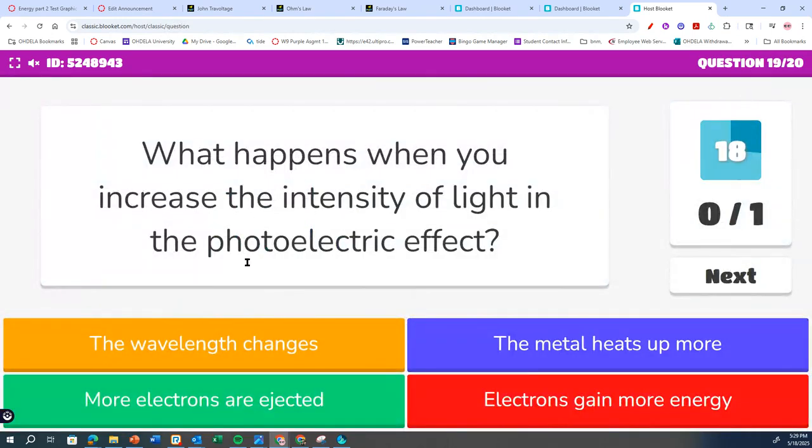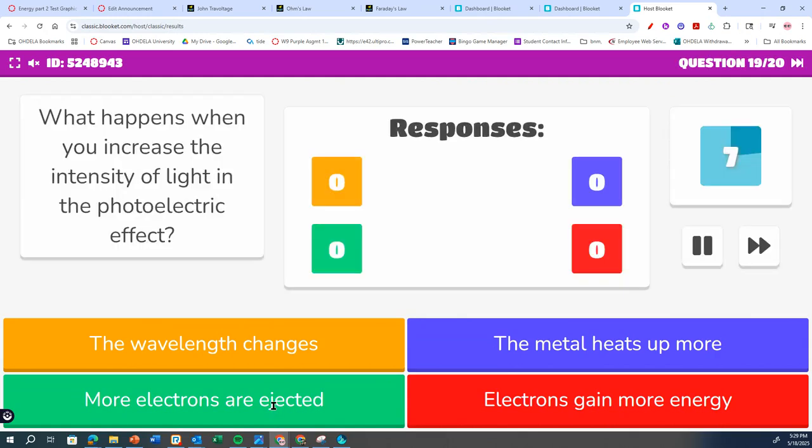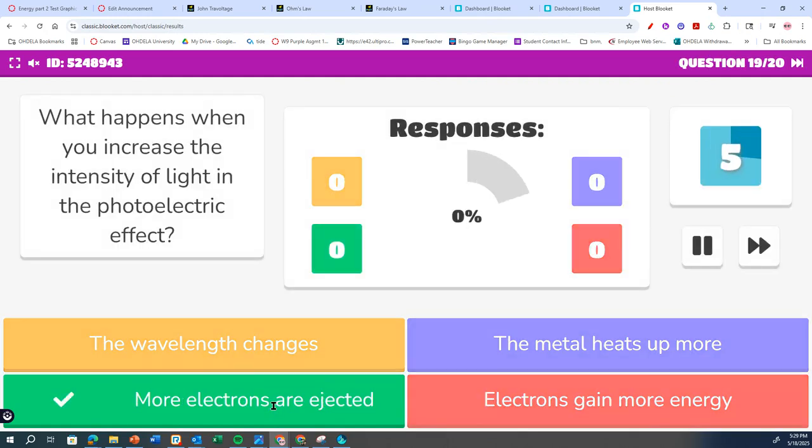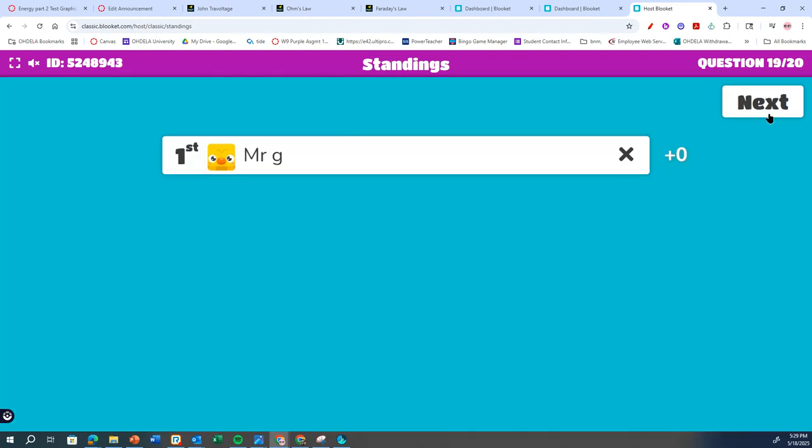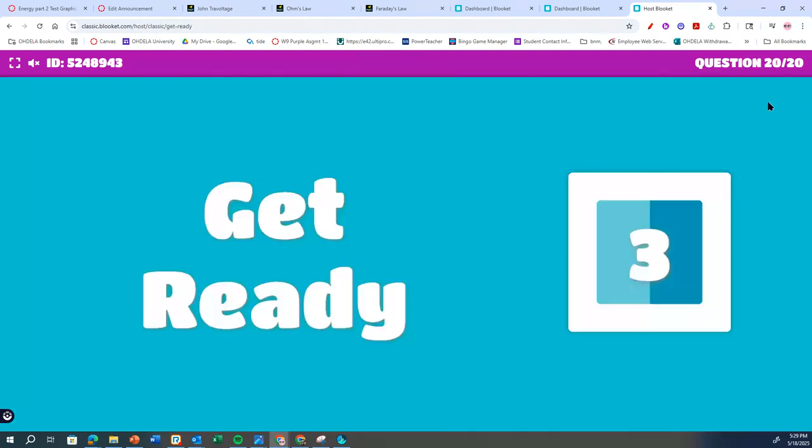Number 19. What happens when you increase the intensity of light in the photoelectric effect? More electrons are ejected. So that's how a solar panel works. Oops, got to press it quickly. The more energy, the more electrons are ejected, and then you get that effect where the solar panel works.